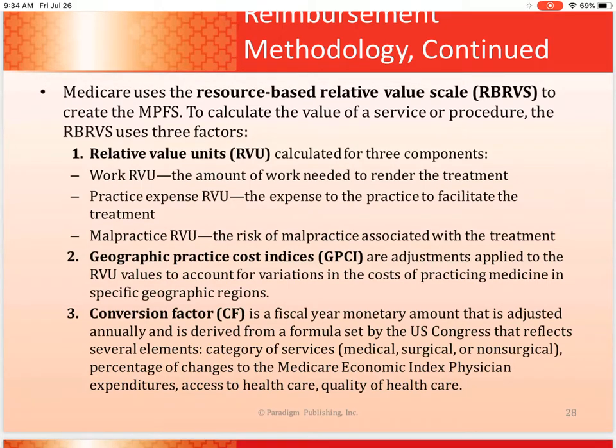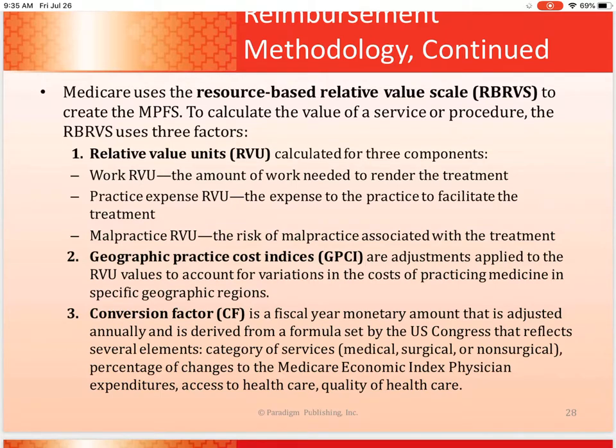Number 2 is the geographic practice cost indices. These are adjustments applied to the RVU values to account for variations in the cost of practicing medicine in specific geographic regions. And then we have our conversion factor.